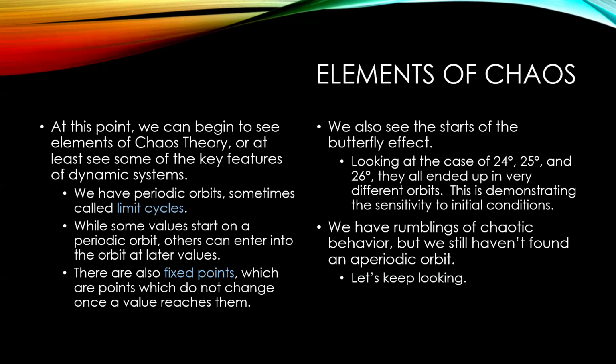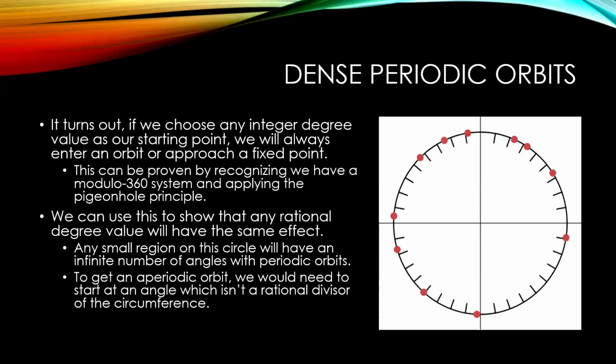What we don't have yet, though, is a non-periodic orbit. And so the question becomes, how can we get a non-periodic orbit out of this? Well, it turns out if we choose any integer degree value as our starting point, we will always enter into an orbit or approach a fixed point. And this is actually fairly painless to prove.